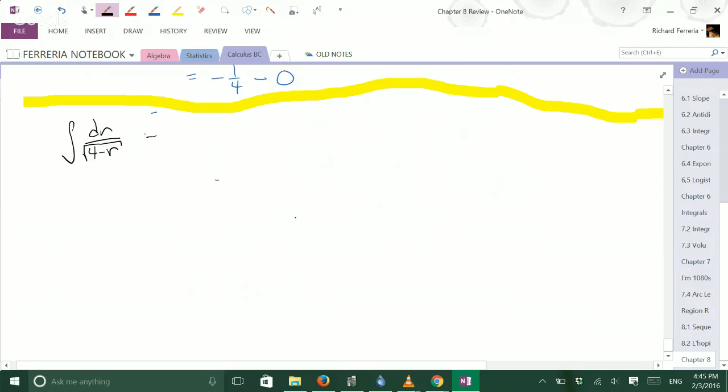Okay, so for the integral here, I think it's probably better for us to rewrite this as (4 minus r) to the negative 1/2 power dr.